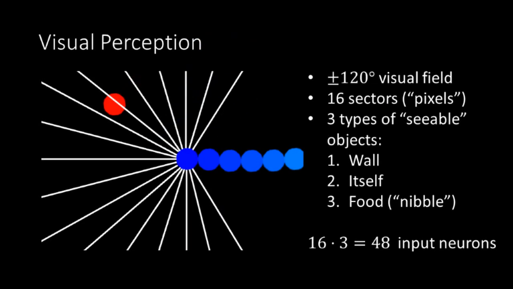Visual cells of the snake serve as inputs to the network. The visual field of the snake is plus minus 120 degrees wide and split into 16 sectors in total. The snake can see 3 different types of objects: the wall, itself, and food. Hence, there are 48 input neurons. The closer an object is to the head of the snake, the higher is the stimulation of the neuron.